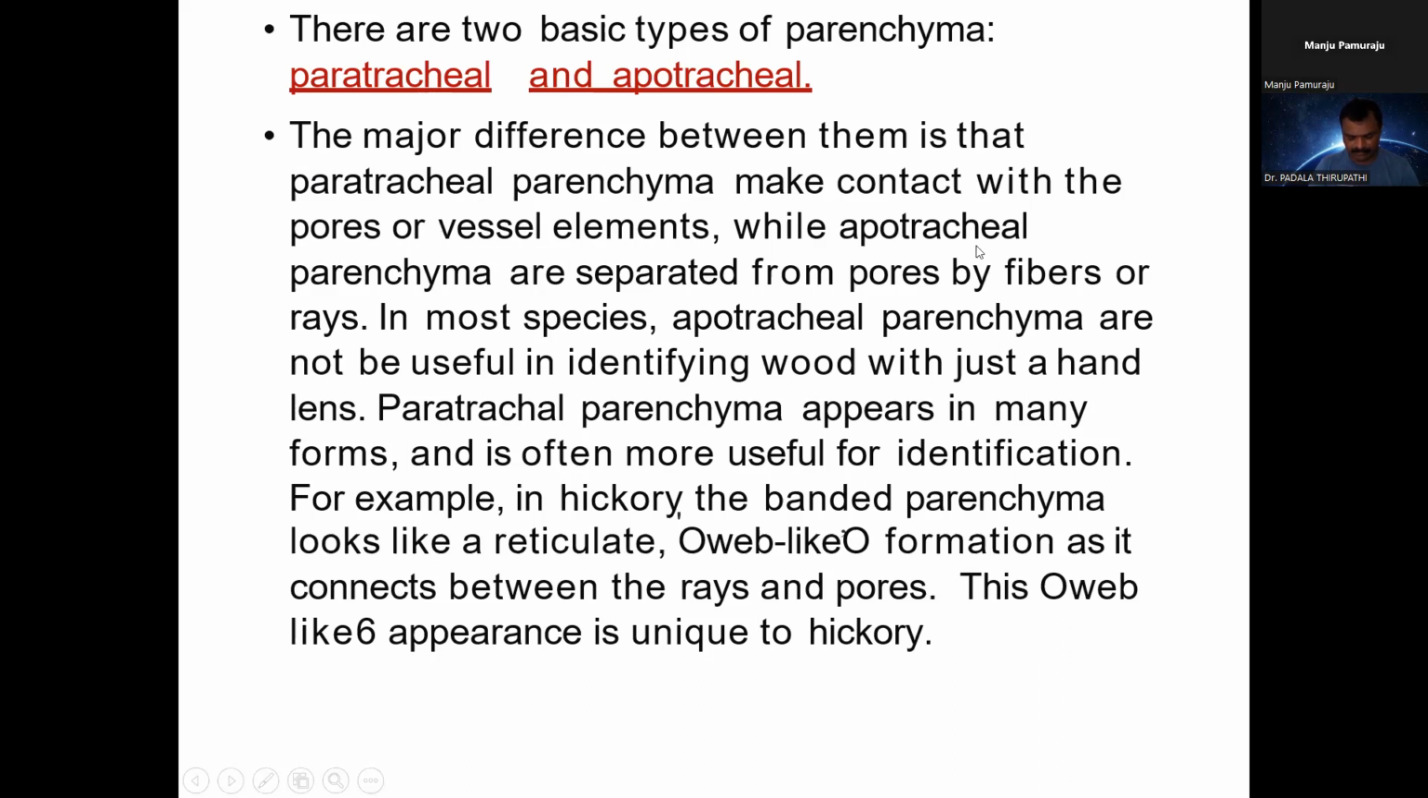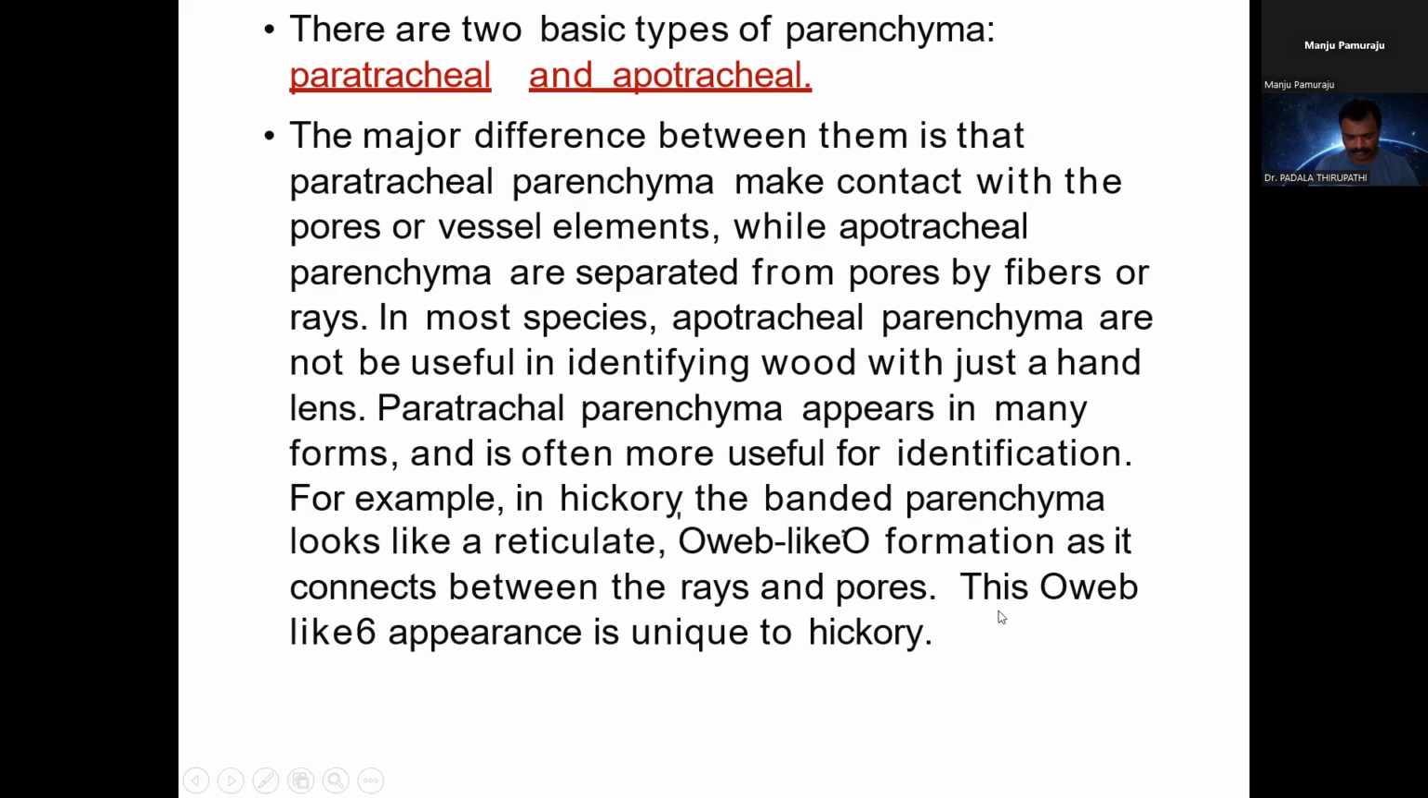So apotracheal means without contact: the parenchyma are separated from the pores by fibers or rays. In most species, apotracheal parenchyma are not useful in identifying the wood with just a hand lens. Paratracheal parenchyma appear in many forms and are often more useful for identification. For example, in hickory, the banded parenchyma looks like a reticulate pattern.